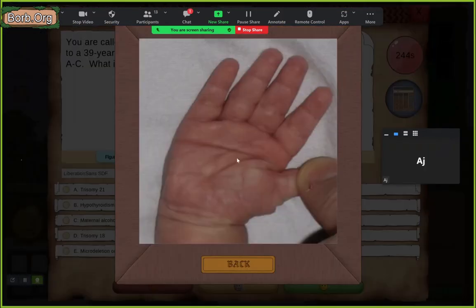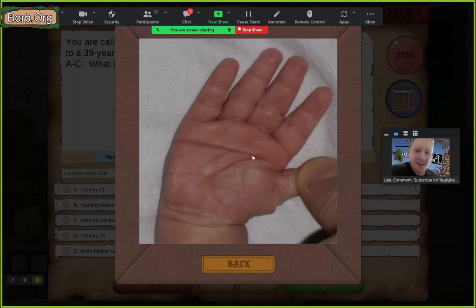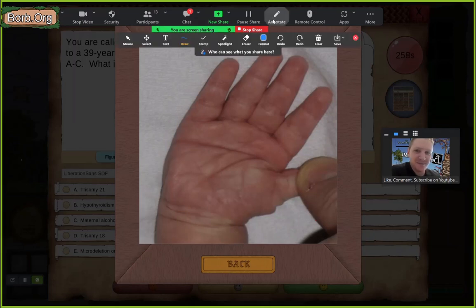So look at this. What do you notice about this hand here? The line in the palm. Yes, exactly. So what do you notice about it? It's more pronounced than usual. Are you able to see my drawing here?